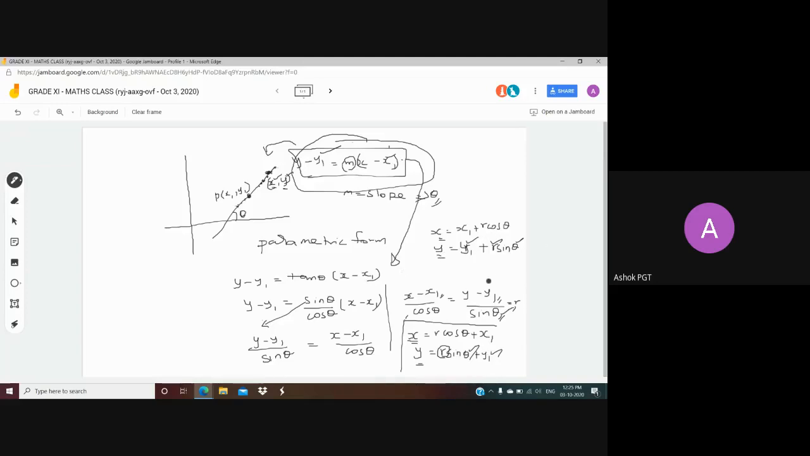Students, till now are you clear? This is the parametric form of the equation. Students, are you clear? Yes, sir. Now I am going to explain what is the meaning of r. These are very, very important concepts. Please observe carefully.